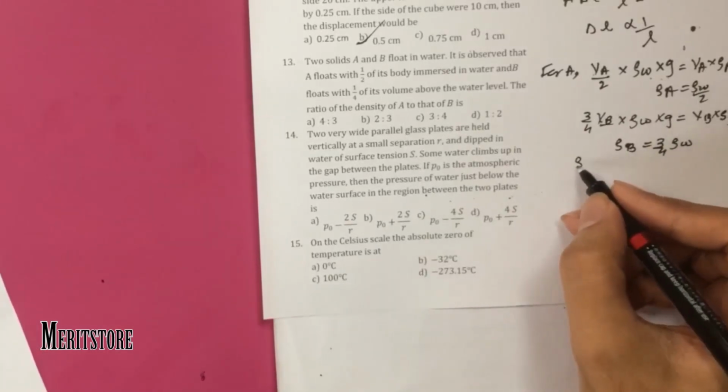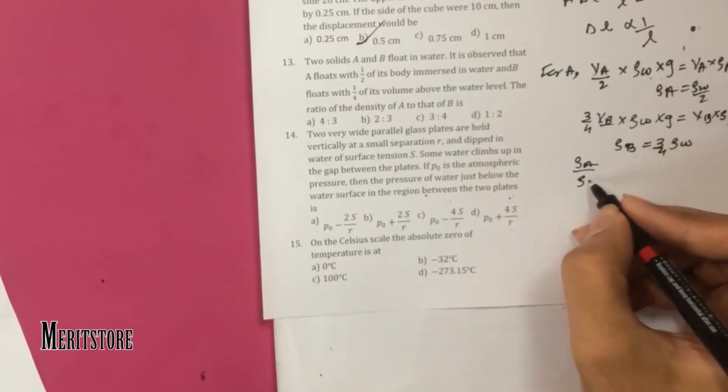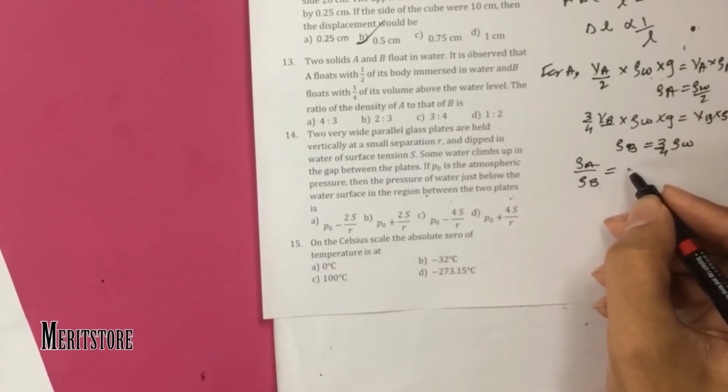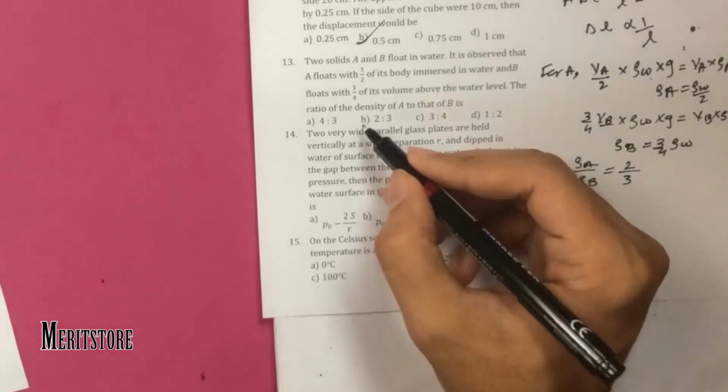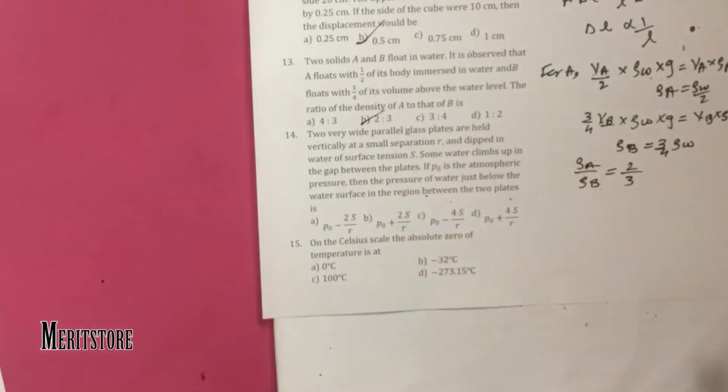So density of A divided by density of B would be equal to, taking the ratios, 2 by 3. So 2 by 3 would be the correct answer.